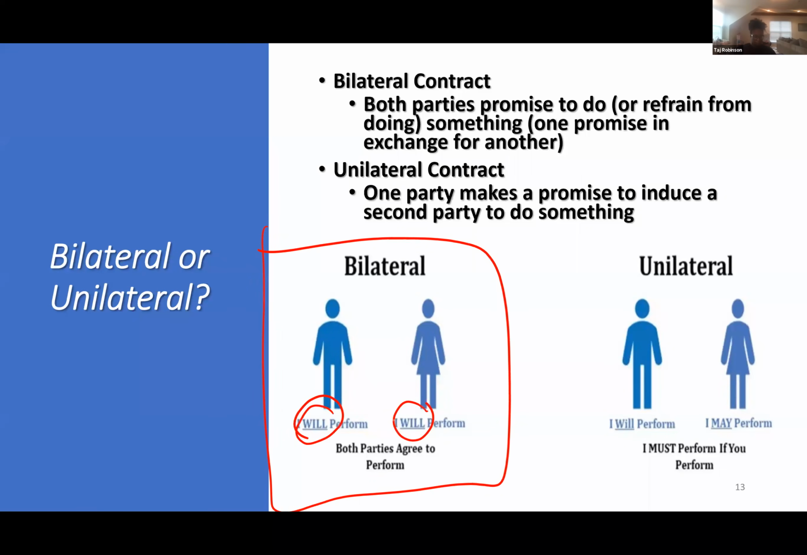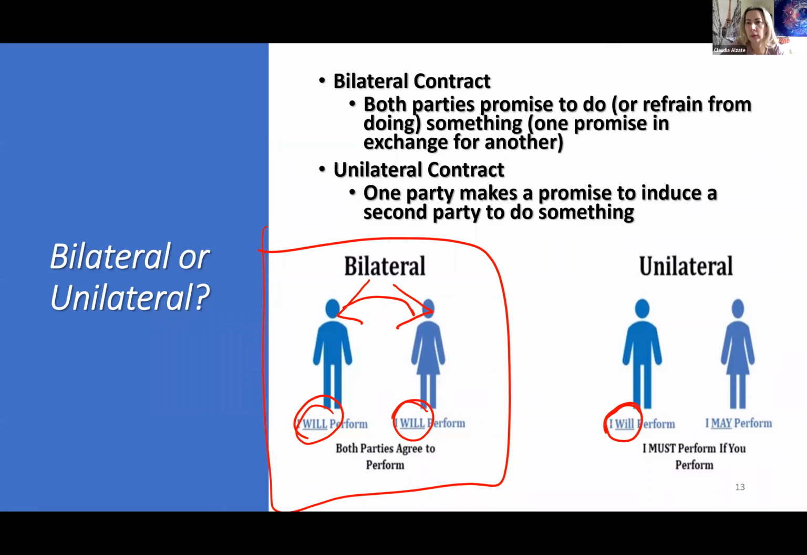Party number 2, I what? I will. Bilateral. Both parties have said they will do something. The promises go in both directions at the same time. That's a bilateral contract. A unilateral contract is one party is saying they what?